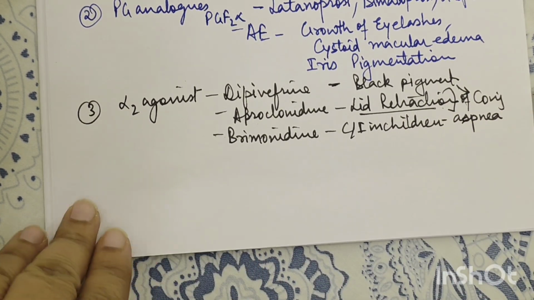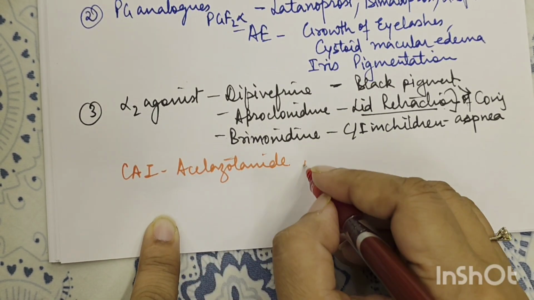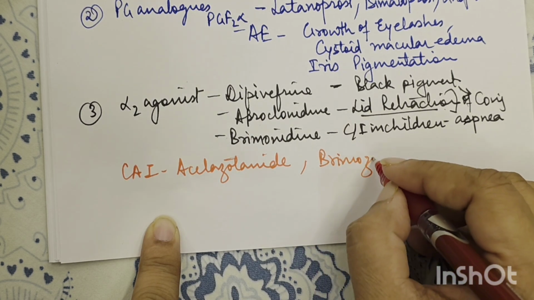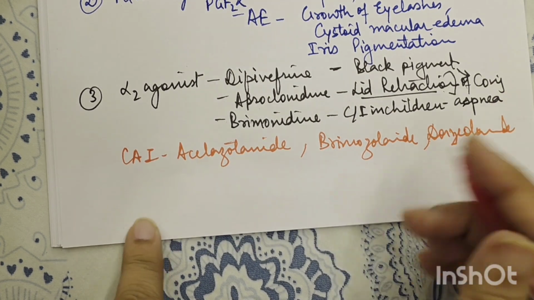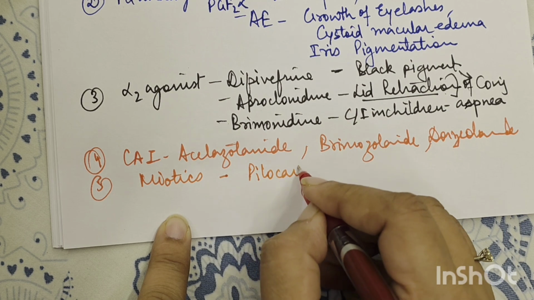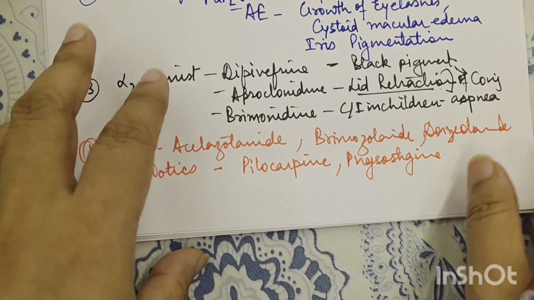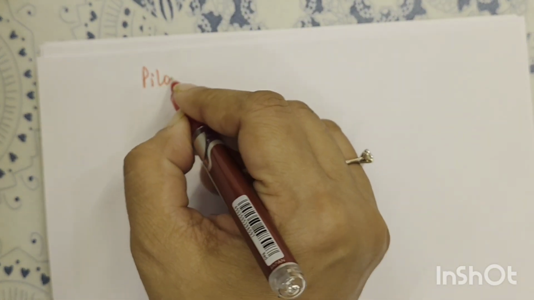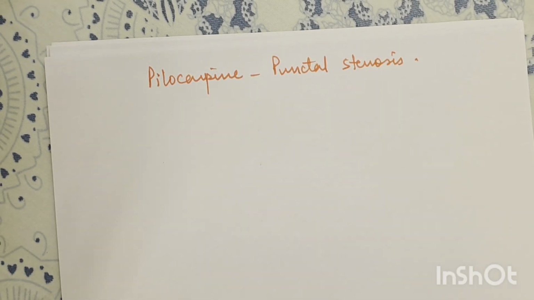Then the other category of drugs is carbonic anhydrase inhibitors, in which we have acetazolamide, brinzolamide, and dorzolamide. My spellings are gone. Then we have miotics. In miotics we have pilocarpine and physostigmine. Pilocarpine can cause punctal stenosis of the lacrimal duct. This is the side effect of pilocarpine.